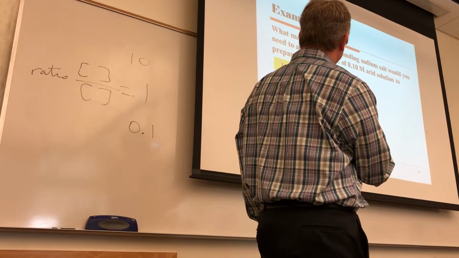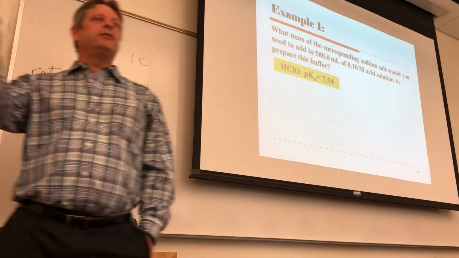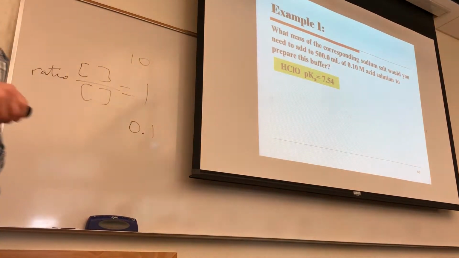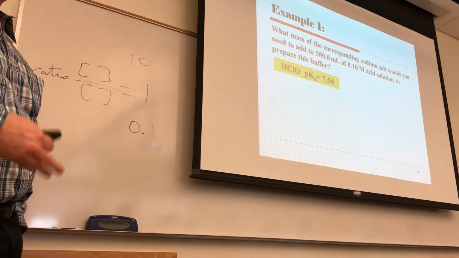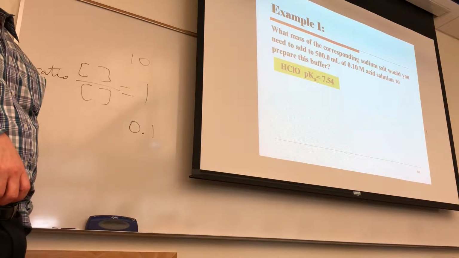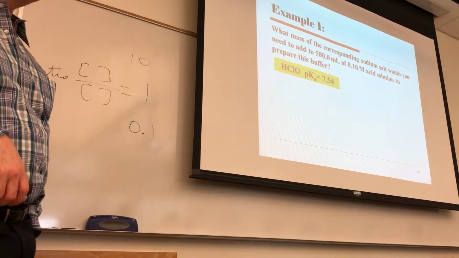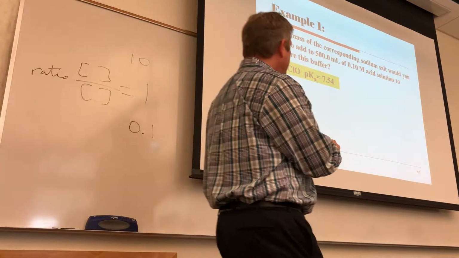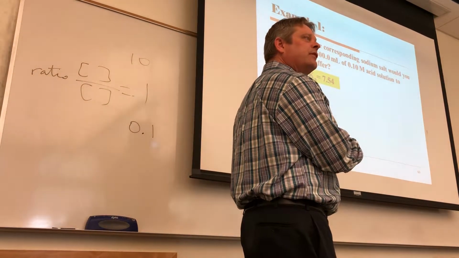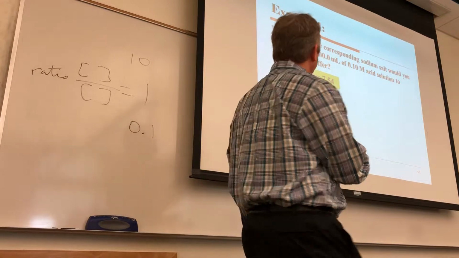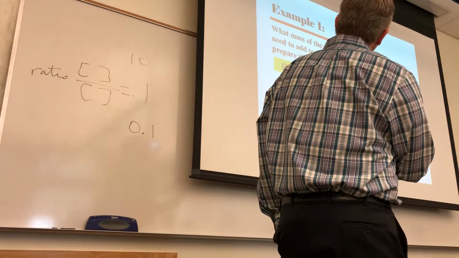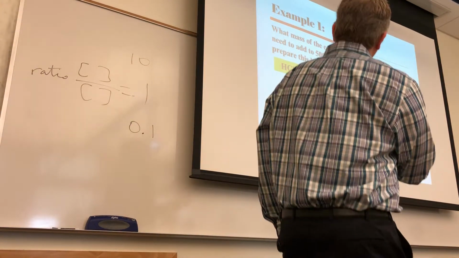So what's the sodium salt here? Na, sodium, ClO, right? That's the sodium salt. That's what it's saying. Right? You've got to make sure that you can interpret that properly. Okay? That's my conjugate base to this weak acid. Okay, good. And it's saying what mass of that.